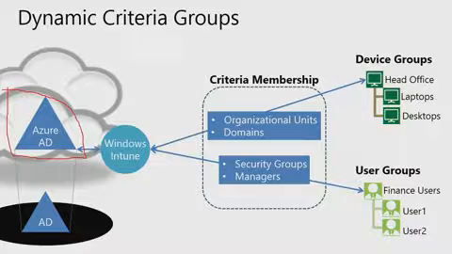So we use a process called criteria membership. And this membership allows us to select particular attributes of those users or device groups inside Windows Intune. So those attributes include the organizational units and the domain membership of devices, or security groups and managers of user objects. So doing that, we can actually link to these groups using the management criteria and then determine that a policy will only apply to users of this particular manager or members of this particular security group, such as sales.